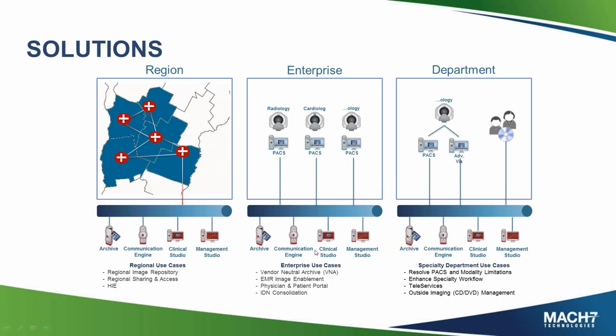So as we look at this, I just threw a lot of terms out there around what makes up a vendor-neutral archive. From that vendor-neutral archive, though, that enterprise imaging platform can be used at what I would call different pillars. Starting at department, a department should be able to take advantage of that vendor-neutral archive and that enterprise imaging platform to resolve PACS and modality limitations. The value is not just at the enterprise level.